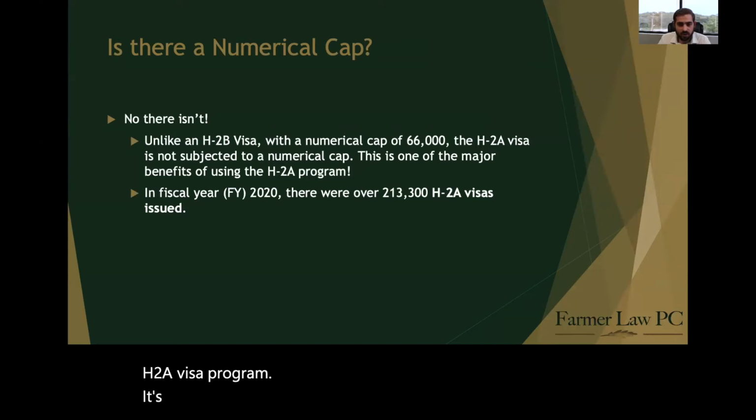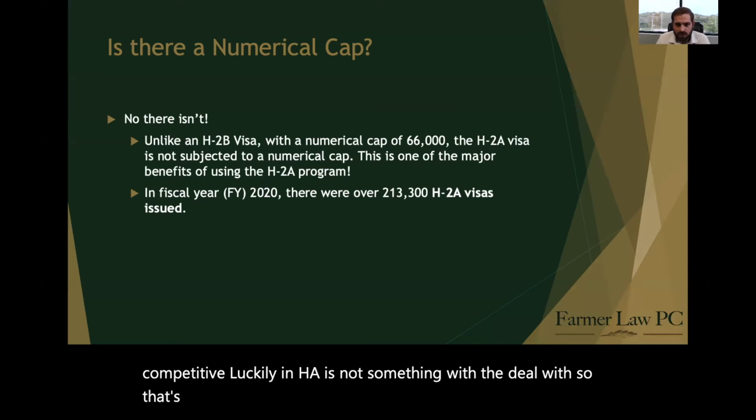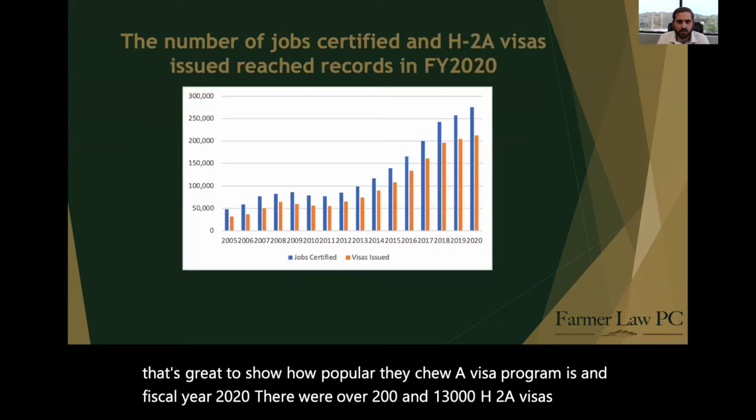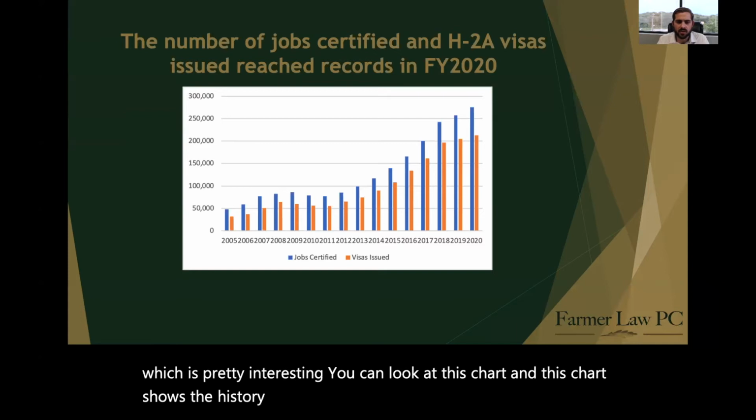Obviously it's a very popular one because that cap is extremely competitive. Luckily, in H-2A, it's not something we have to deal with, so that's great. To show how popular the H-2A visa program is, in fiscal year 2020, there were over 213,000 H-2A visas issued, which is pretty interesting.